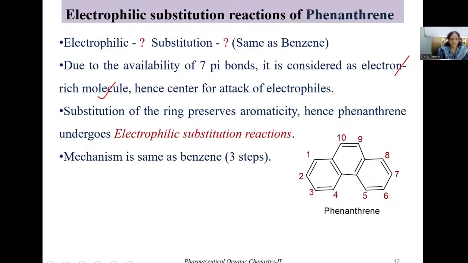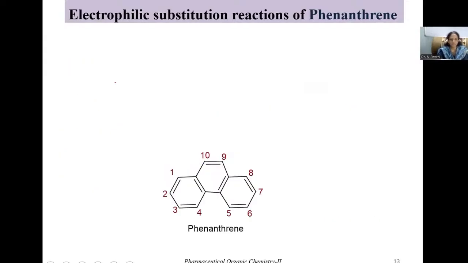Now coming to the mechanism involved in these electrophilic substitution reactions, it is the same as that of benzene. That is, electrophile formation, the rate determining step where the carbocation is formed, and the third step is deprotonation. All these steps you can write similar to benzene or naphthalene. Now coming to the point of attack, phenanthrene consists of 5 different hydrogens. What is the preferred point of attack of the incoming electrophile at these 5 positions? This is very, very important.